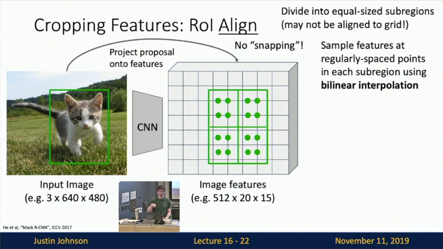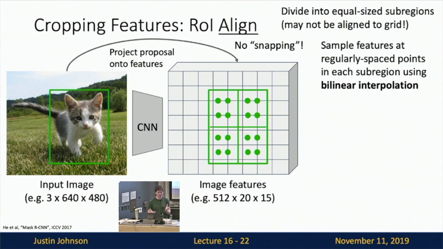We're going to divide the projected region proposal into equal-sized regions, and then within each of those equal-sized regions, we're going to have some equal-sized samples. These samples are the places at which we want to sample the image feature map. But the problem is that because we didn't have any snapping, the positions at which we want to sample these features probably do not align to the grid of the actual image features, right? So that's a problem.